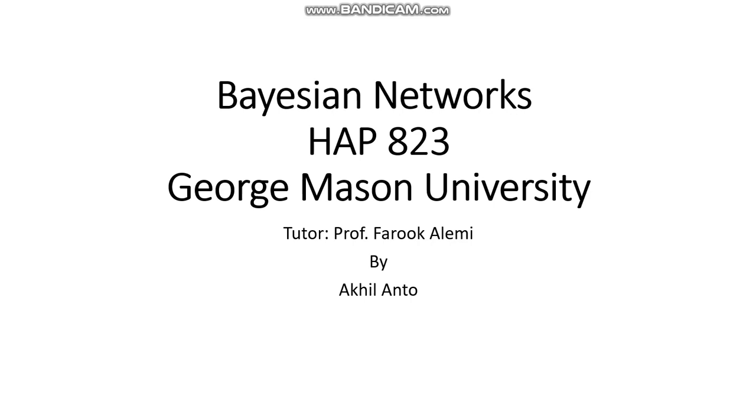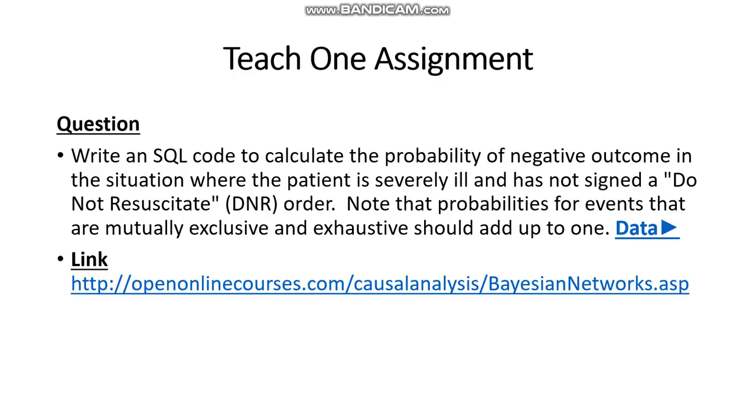This video is to teach one assignment in HAP 823 taught by Professor Farooq Alami at George Mason University. The assignment comes under Bayesian Networks. The assignment is to calculate the probability of negative outcome with two conditions where patients are severely ill and has not signed a DNR.